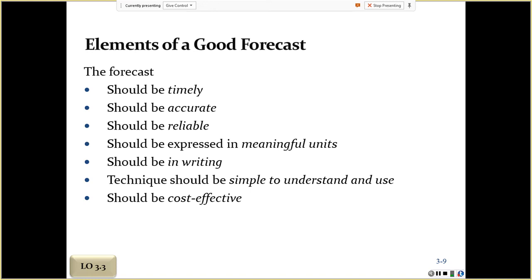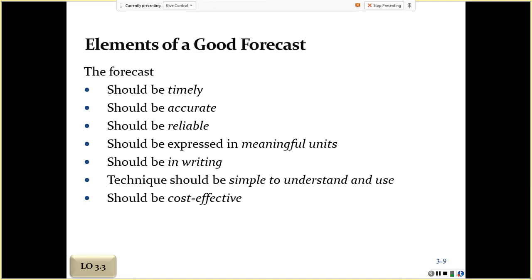It should have meaningful units. In finance terms, they use units of dollars. Schedulers use machines and skills that are available. It should be in writing. It should provide an objective basis for evaluating the forecast once actual results are in. It should be simple and easy: simple to understand and simple to use.